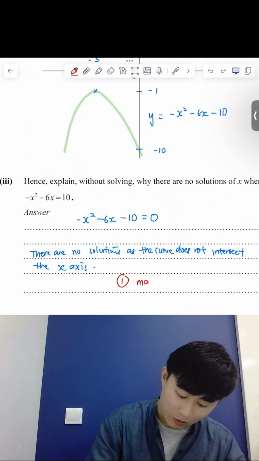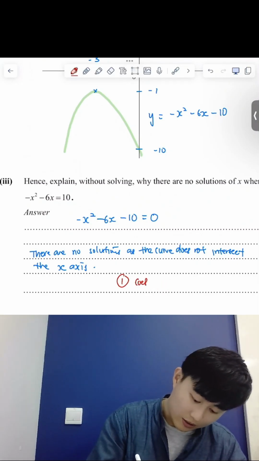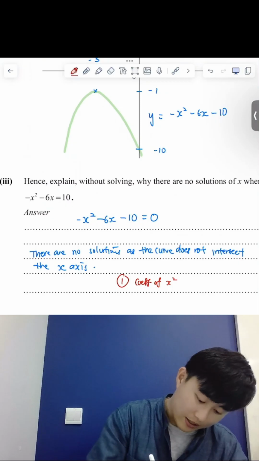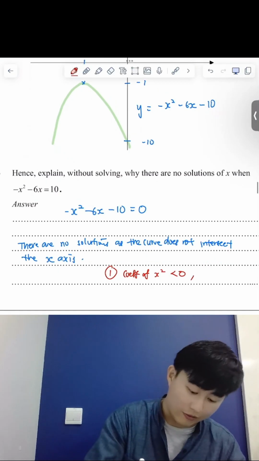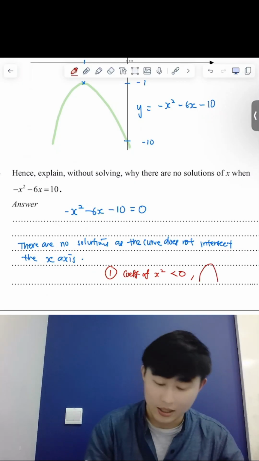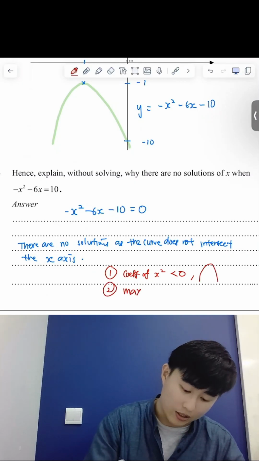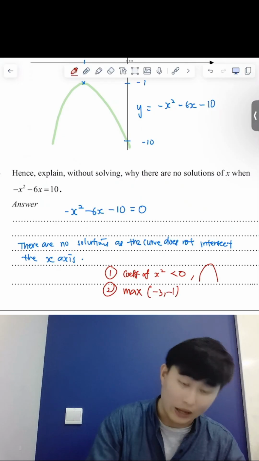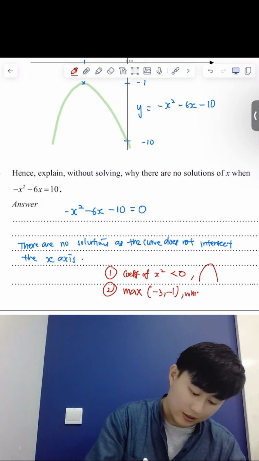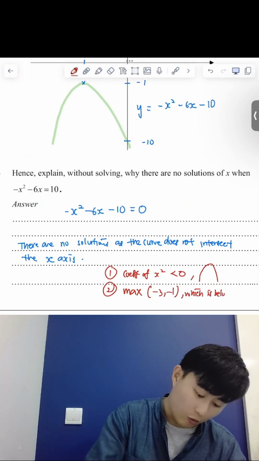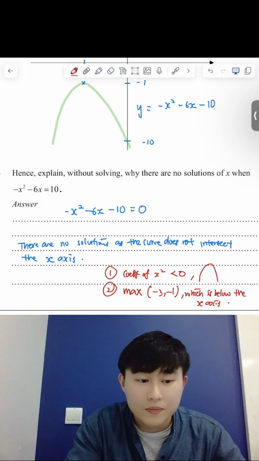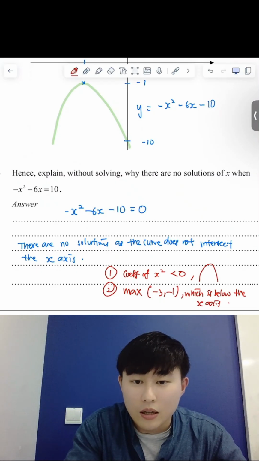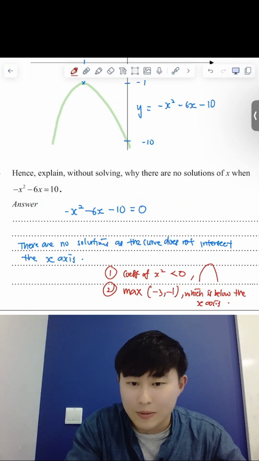Okay, sorry, rather you must tell me number one, the coefficient of the x square is less than 0. Okay, and therefore it is a downward sloping graph. Basically it is this shape over here. Then number two, you tell me that the max point is minus 3, minus 1, which is below the x-axis, and therefore it won't touch. Okay, I explain to you.